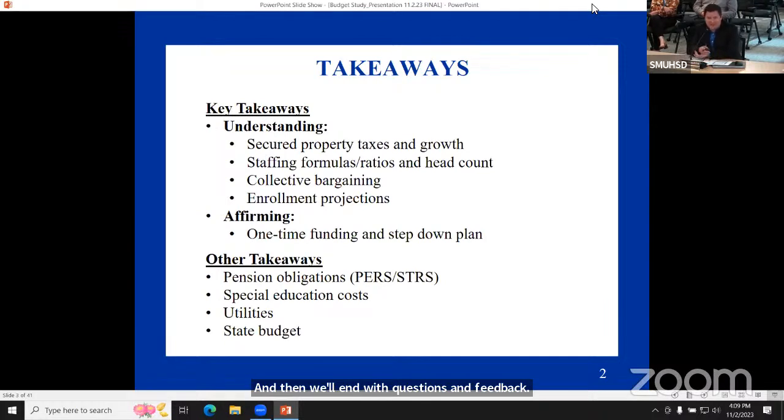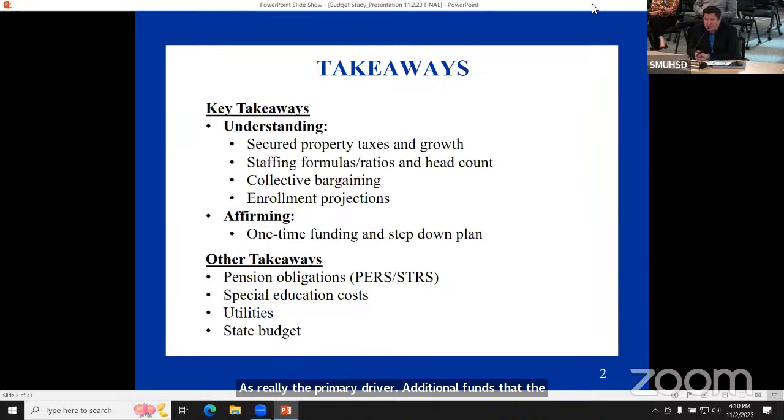So if you don't take away anything else from the presentation, I want to really focus on a couple of key takeaways and a real focus that I ask the board to look at when monitoring the district's financial position. So the first is the importance of secured property taxes and the growth of our assessed value in those secured property taxes as really the primary driver of additional funds that the board can make decisions on.